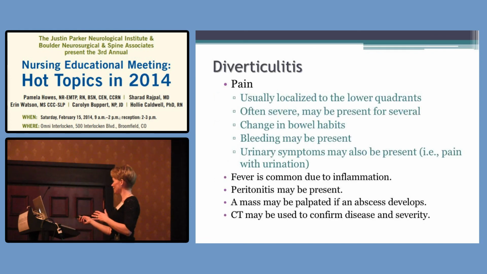Okay? So with diverticulitis, her pain is usually localized to the lower quadrants, which can skew us. We're like, ooh, is it an appy? What is going on? Is it ectopic? We need to know. Okay? She may have urinary symptoms. That kind of throws us off a little bit sometimes, huh? Okay, fever is common because things get inflamed, and she may have some peritonitis. Hopefully she doesn't, but she is at risk for that. Okay, and then we need a CT scan.